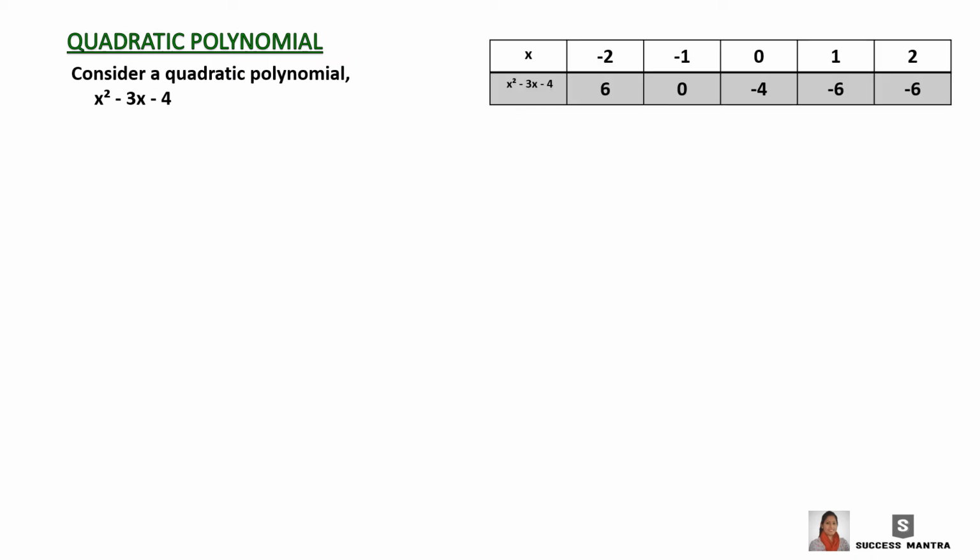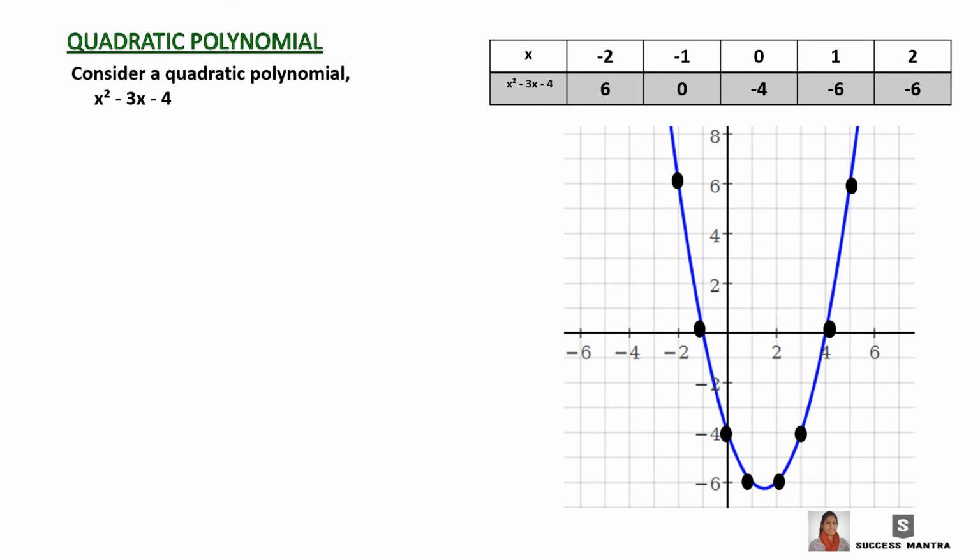Now we will see how the graph of a quadratic polynomial looks. So we will take a quadratic expression first, that is x square minus 3x minus 4. Since the degree is 2, this is a quadratic polynomial. Now we substitute different values for x and find the corresponding y values. And we will plot the points on a graph paper.